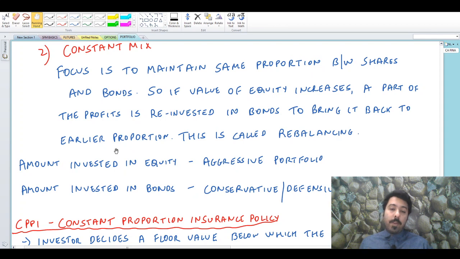Okay. So for example, earlier the value of the portfolio was 1 lakh and you had 60,000 and 40,000. If it increases to 1.5 lakh, you'll have 60% and 40%, 90,000 and 60,000 then in shares and bonds. You'll maintain the same proportion, constant mix, as the name suggests. Okay, very easy to solve.